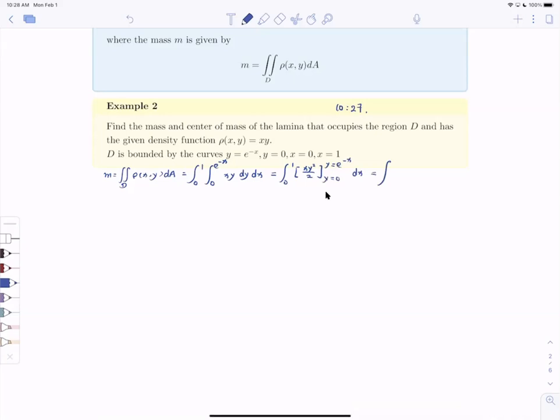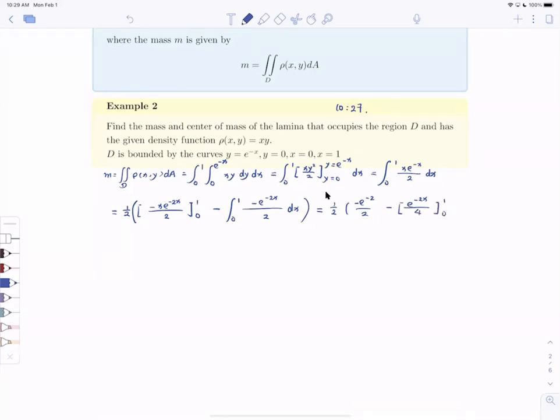And this will give you the integral from 0 to 1 of x e to the negative 2x over 2 dx. And then you need to use integration by parts. Negative x e to the negative 2x over 2 from 0 to 1, minus the integral from 0 to 1 of negative e to the negative 2x over 2 dx. Okay, so this is 1 over 2 times negative e to the negative 2 over 2 minus e to the negative 2x over 4 from 0 to 1, which will give you (1 minus 3e to the negative 2) over 8. So that's your mass.